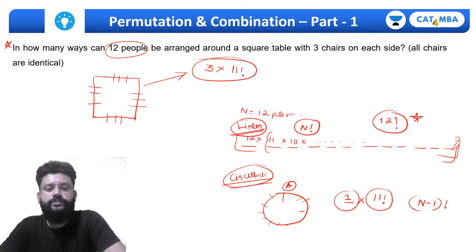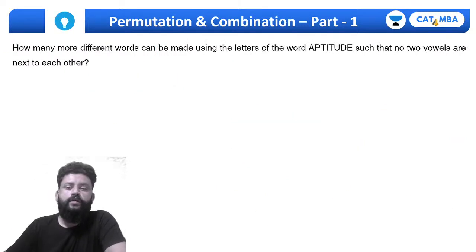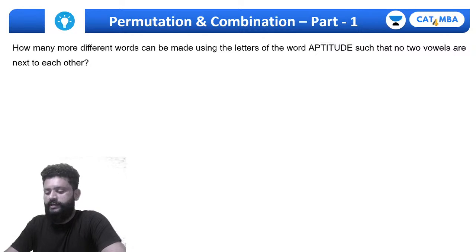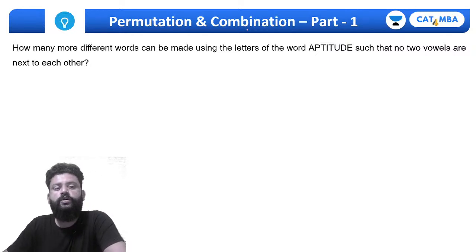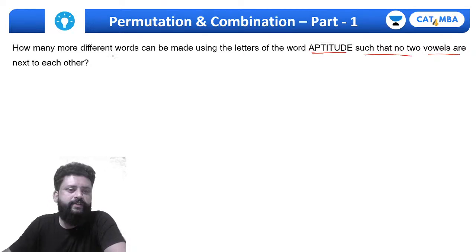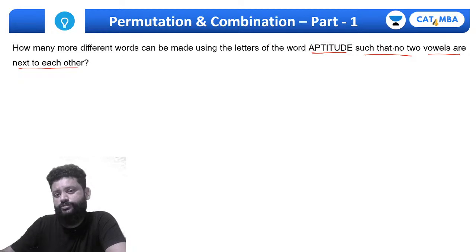Let's move to the next question. Okay, really important question again. A method of gaps you can say, जहाँ पे हम gaps use करने वाले हैं. How many more different words can be made using the letters of the word aptitude such that no two vowels are together, no two vowels are next to each other?